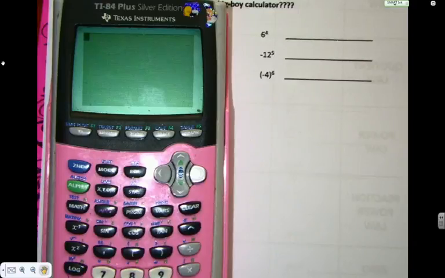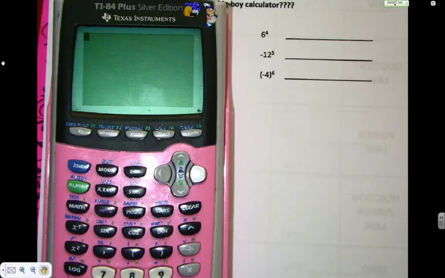So if you have it, great. If you have an app on your phone, great. Open it. Usually you have to turn it sideways to go from regular to scientific. Every calculator is different.